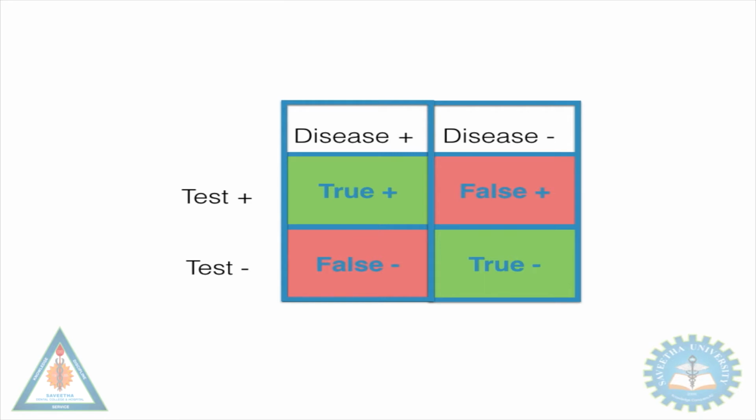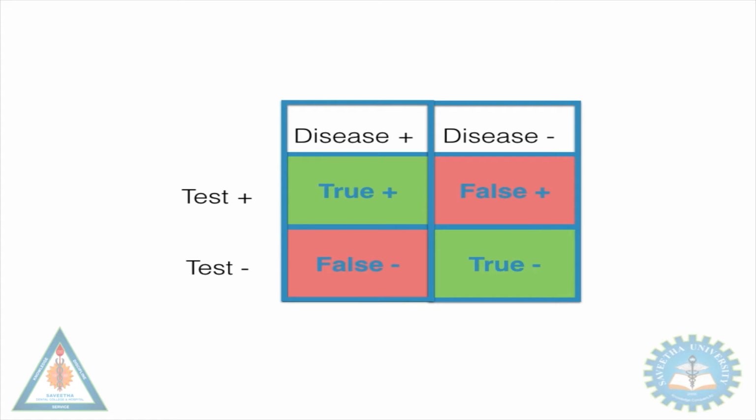For example, the test can be positive for a person who has the disease, that's a true positive. The test can be positive for a person who does not have the disease, that's a false positive. The test can be negative for a person with the disease, which is a false negative, and the test can be negative for those who do not have the disease, which is a true negative.